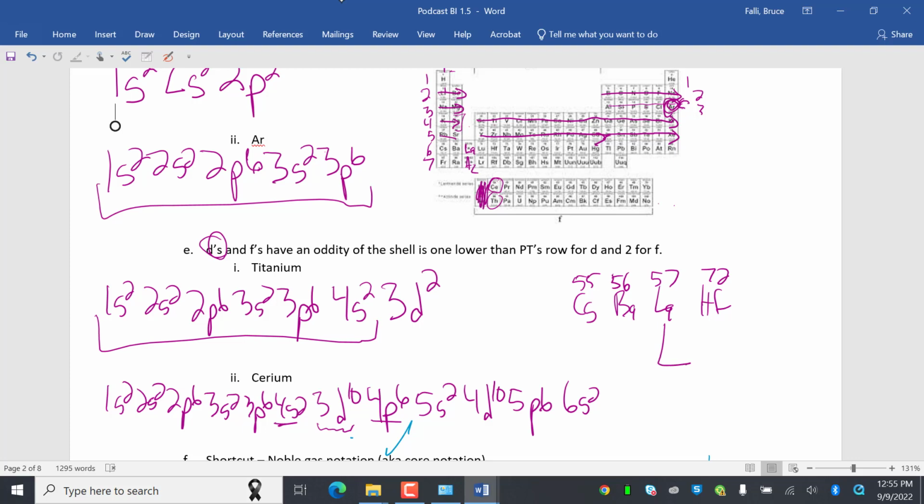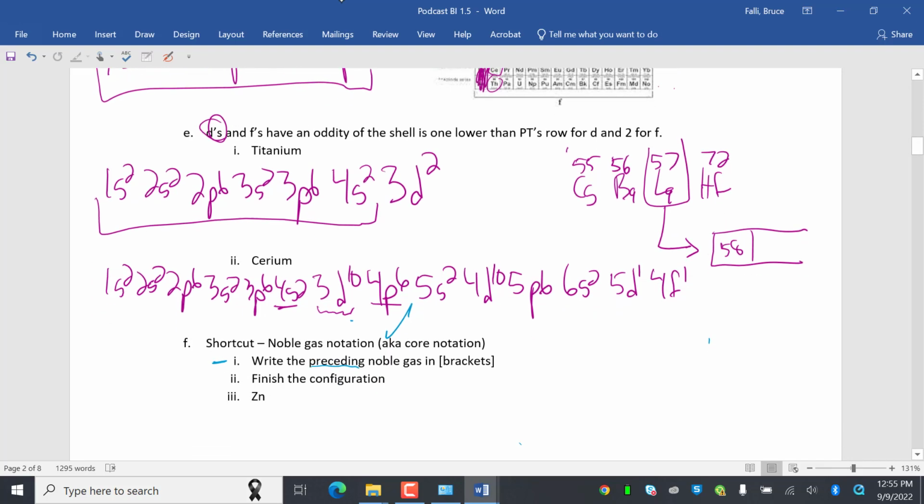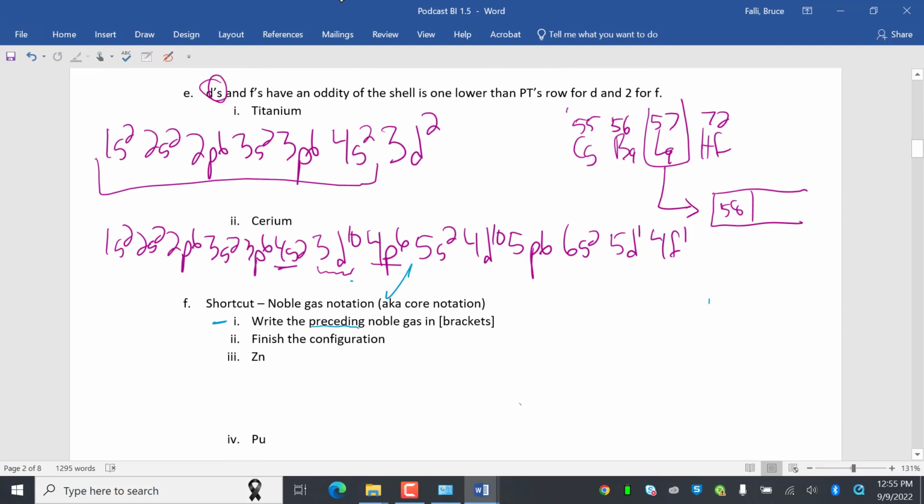And you don't have to be an honors BC calculus student to know that all the way over here, after 57 comes 58, which is cerium. And you keep going. Oh, cerium's number 58. So what I have to do is account for cesium and barium, this one right here, which is 5d1, and then I jump down to 4f1. Yikes.